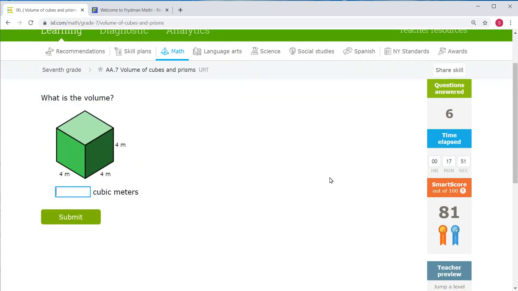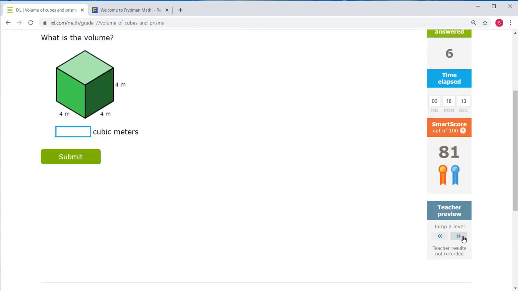All right, what is the volume? So this problem is not like the last few problems that we did. This problem is like the first few problems that we did. Here we would just have to multiply all of the edge lengths together to get the volume of this cube. So I'm going to go ahead and jump to the next level.